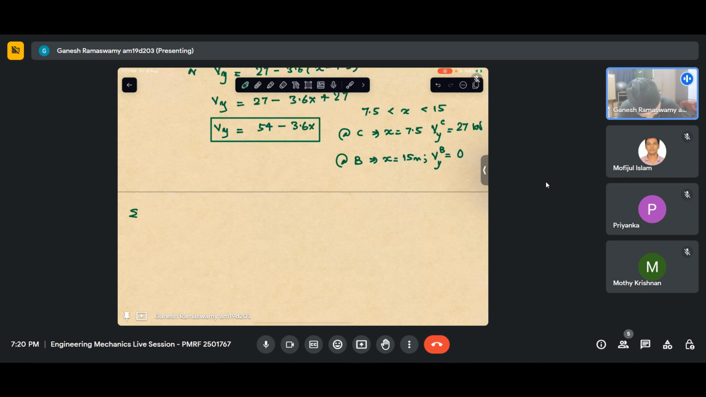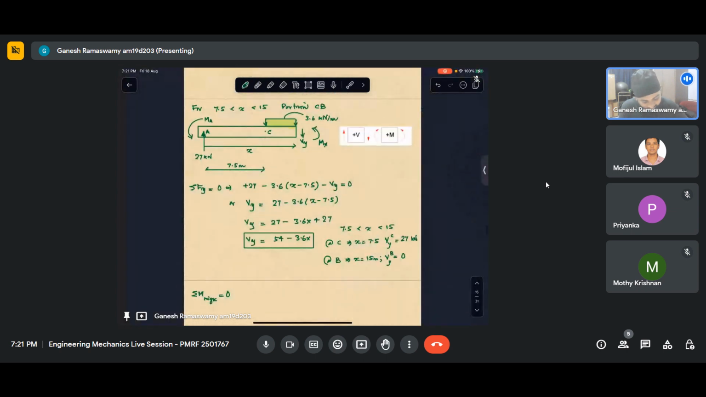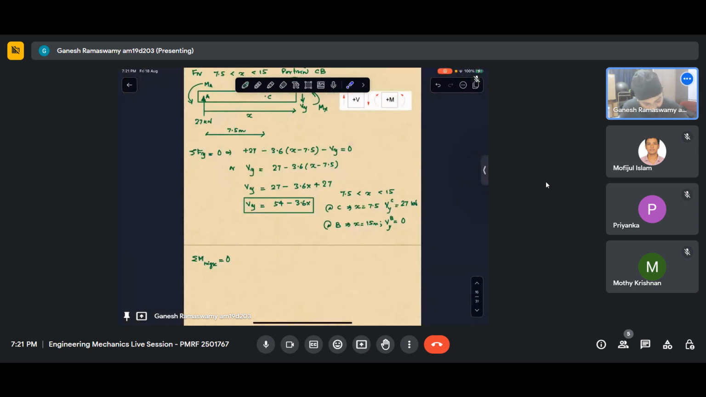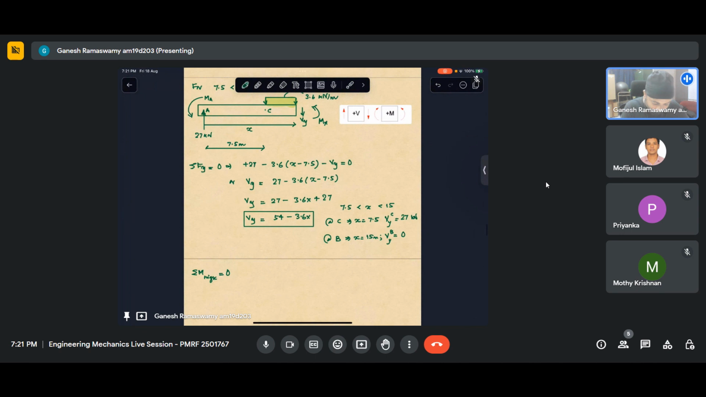M about the right end equaling 0. What will that be? It'll give me, I'll do it quickly, plus MA minus 27x plus 3.6 into (x minus 7.5) the whole squared by 2 plus Mx equaling 0.